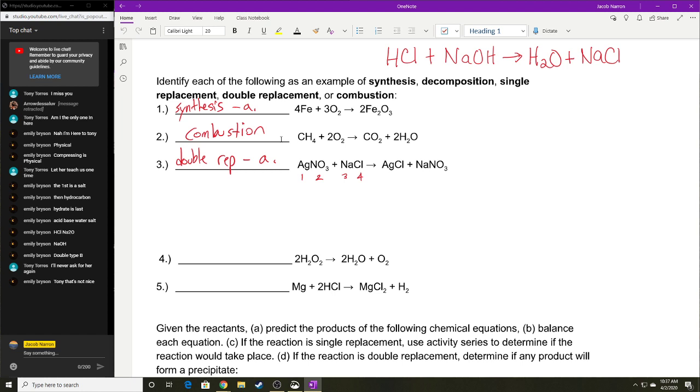Next one, problem number 4. We have 2 H2O2, so you're starting with one thing, and then it becomes 2. Remember, when it breaks down into smaller pieces, we know we're looking at decomposition. Then we got to see, is there a specific type we can use here? And I'm not seeing one. I guess no.